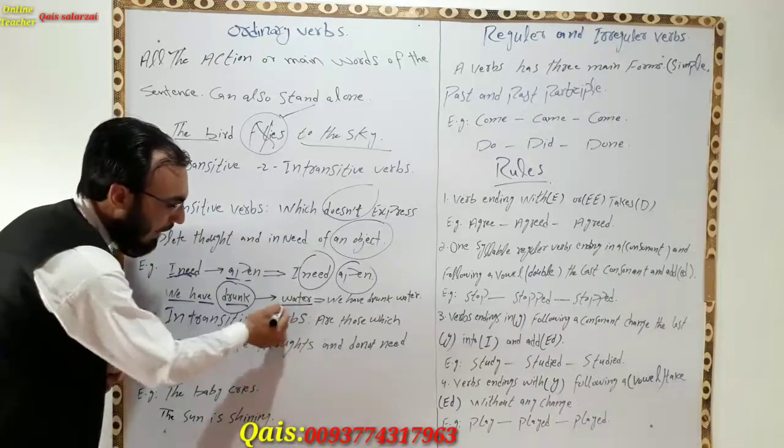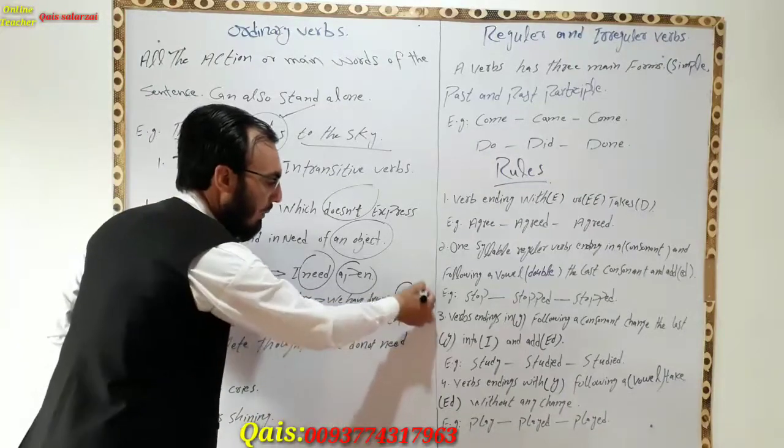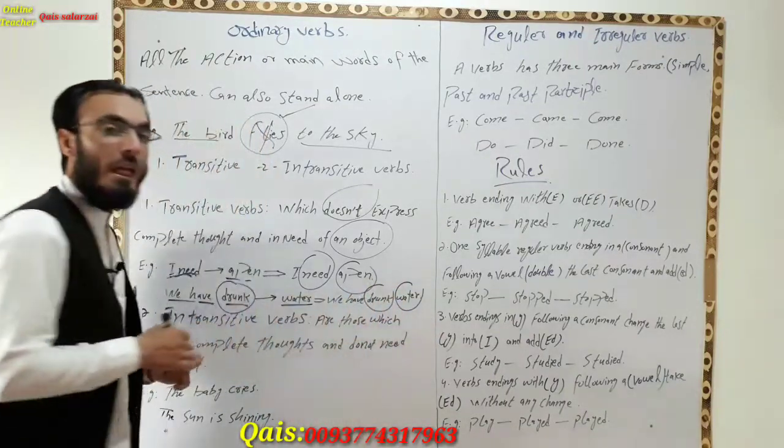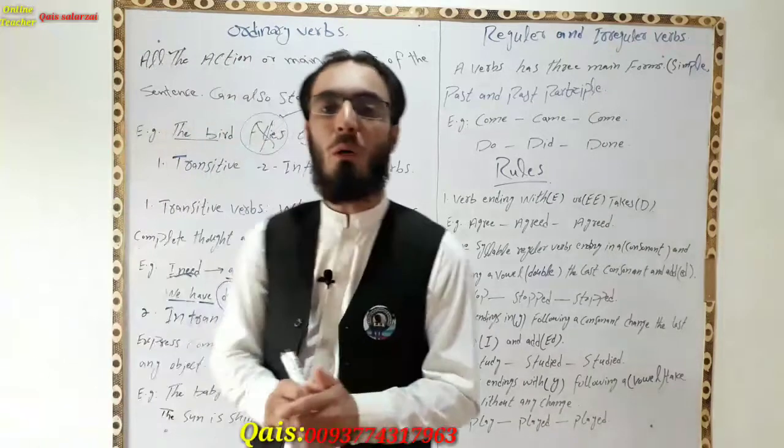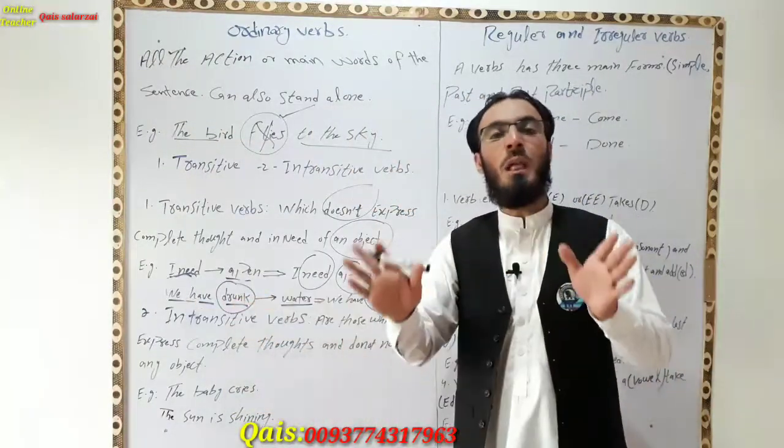We have written here "water." Now let's see: we have drunk water. Water is the object of "drunk." Now the meaning is clear with us about the drunk. Before, we said "we have drunk," and there is no meaning for this.